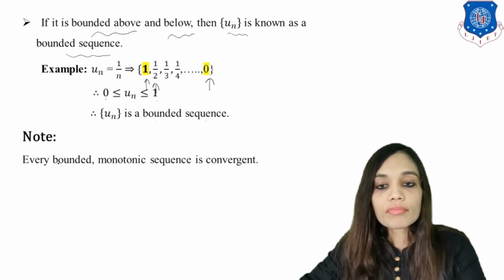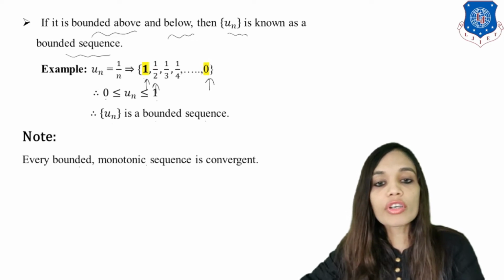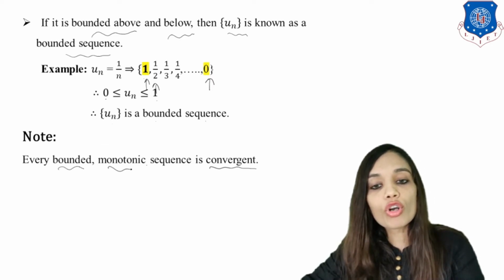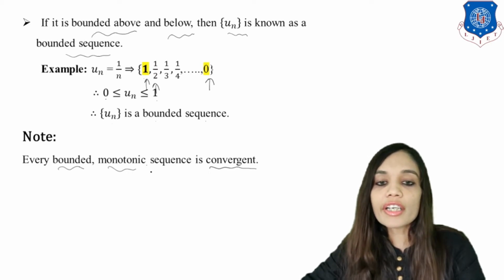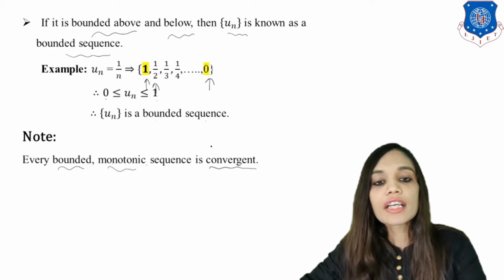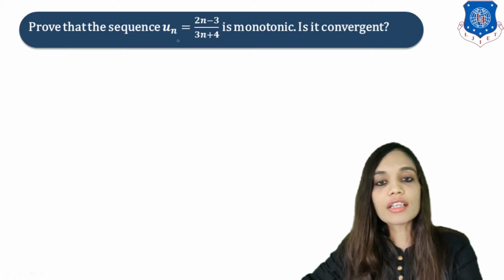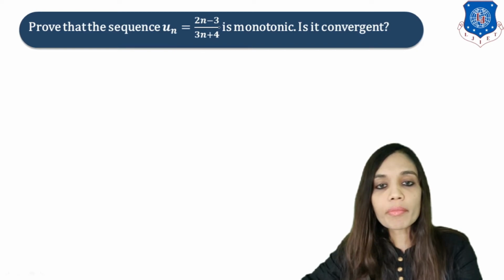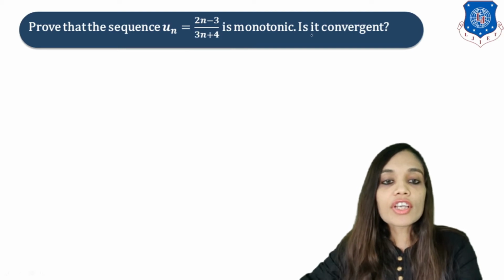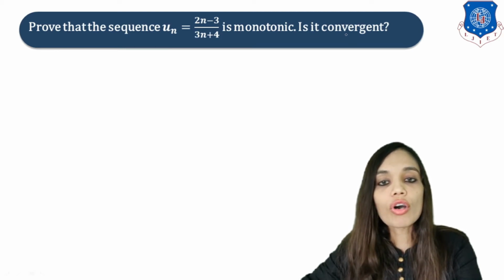Okay. Next, every bounded and monotonic sequence is always convergent. What this statement states? If a given sequence is bounded and also monotonic, that is, it can be increasing or decreasing, then we can directly say that it will be convergent. Okay. So let us study one example based on this. Here we have to prove that sequence un is equal to (2n minus 3) upon (3n plus 4) is monotonic and we have to check whether it is convergent or not. Let us start its solution.